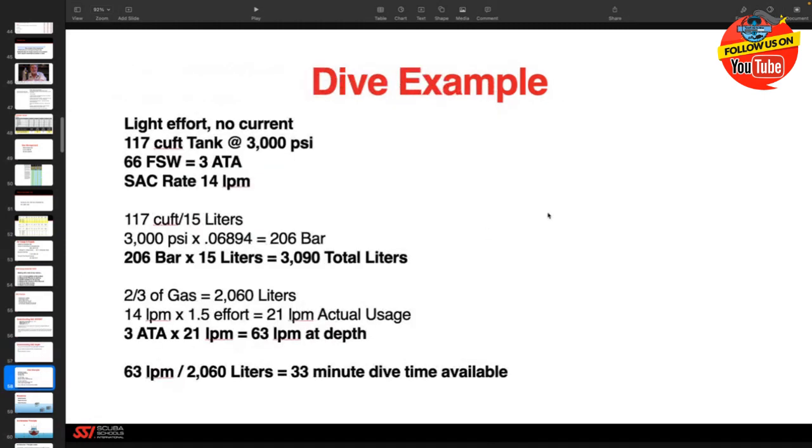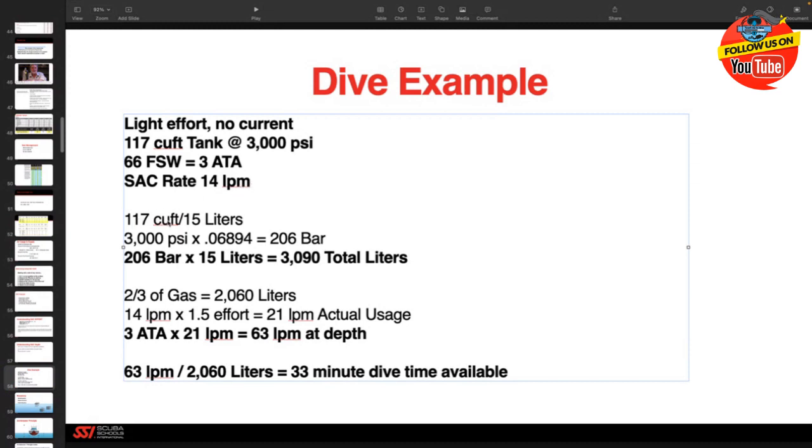So what is it going to look like for you? It's a light effort dive, no current. We're diving a 117 cubic foot tank at 3000 PSI at 66 feet seawater, which is three atmospheres. And we figured out that our SAC rate, based upon watching the Big Bang Theory and the average episodes, was 14 liters per minute.